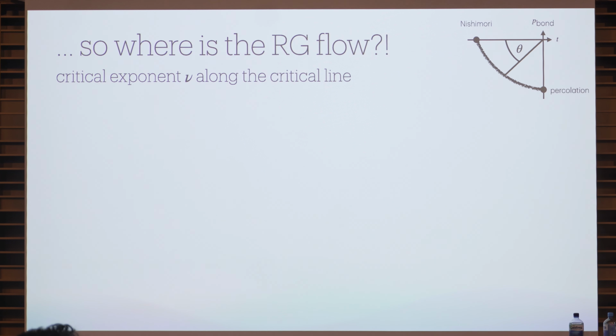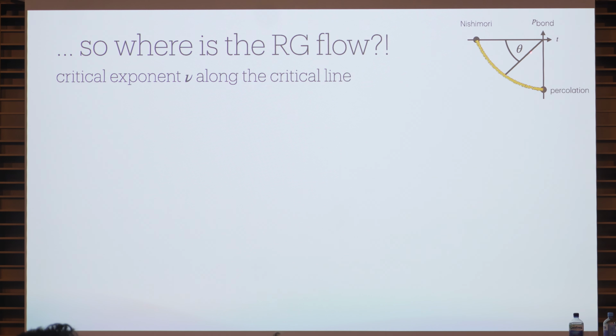And so where's the RG flow? In the title, there's something about the RG flow. And to come to this point, I now want to plot the critical exponent as a function along this line here, so along the critical line.